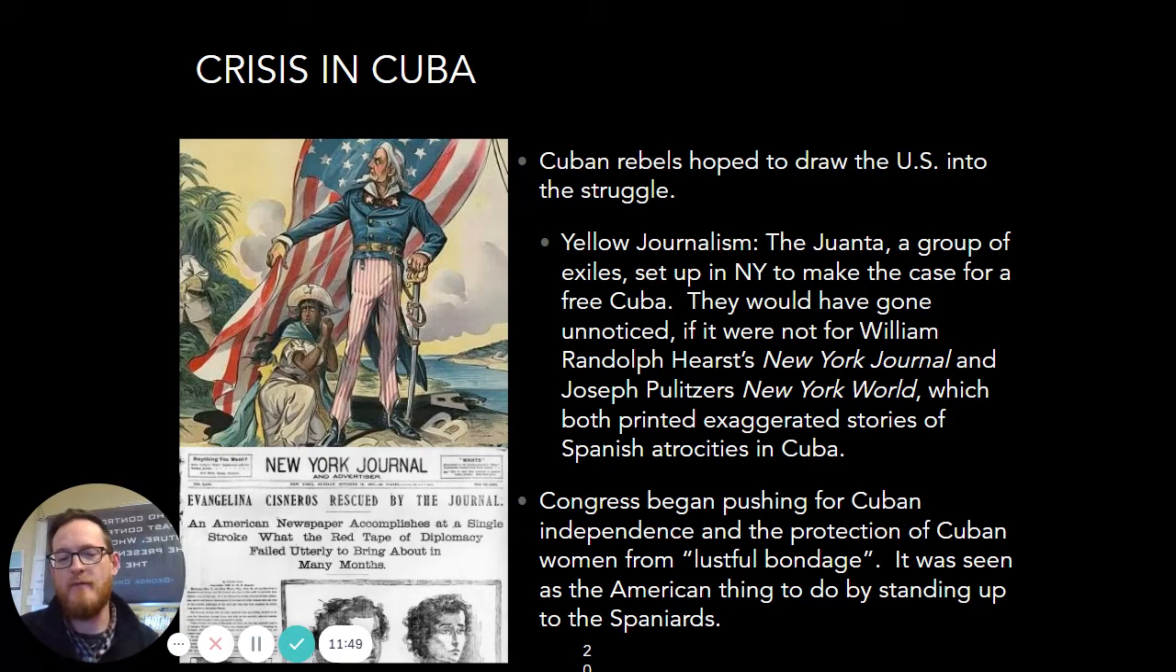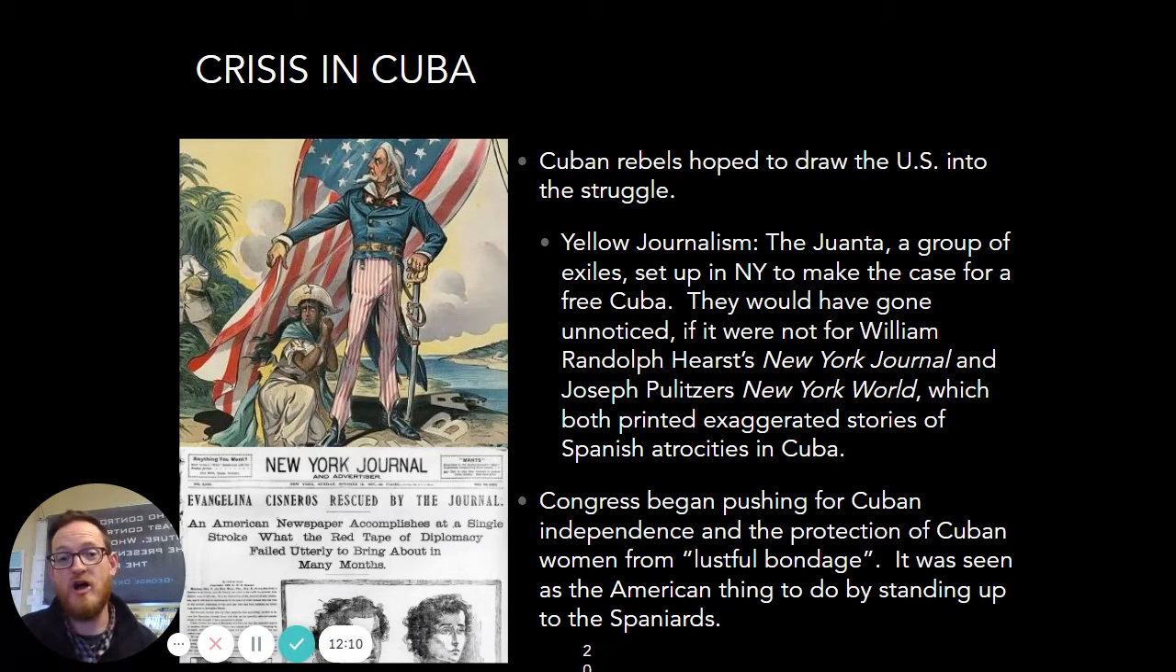So Cuban rebels hope to draw the U.S. into the struggle, and you're going to see that Cubans come into the United States and start trying to attract the attention of the media. And this is where you're going to have yellow journalism come in. The Junta, a group of exiles, set up in New York to make the case for a free Cuba.